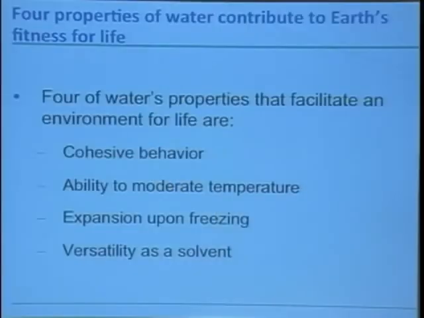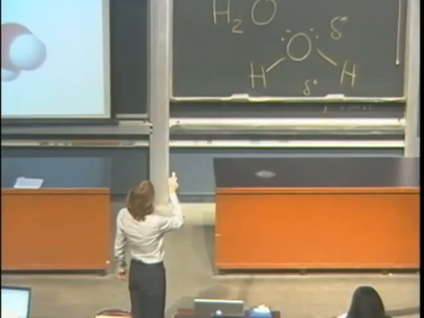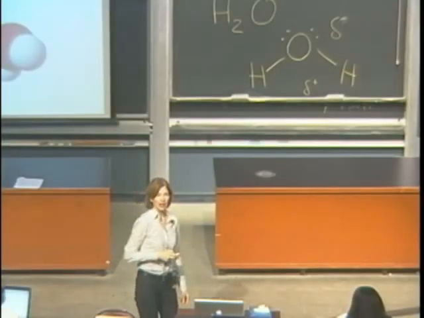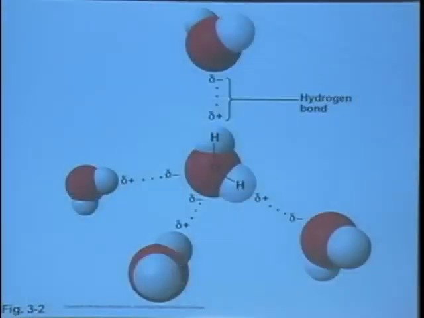Okay, and so there really are 4 properties of water that contribute to the ability of the Earth to support the kind of life that exists here. And I want to just point these out to you. So they're shown here. One property is called cohesive behavior. And cohesive behavior really has to do with what you saw on the last slide. So because water molecules have this very distinctive geometry to them, and they interact using hydrogen bonds in these large networks, they are cohesive, right?